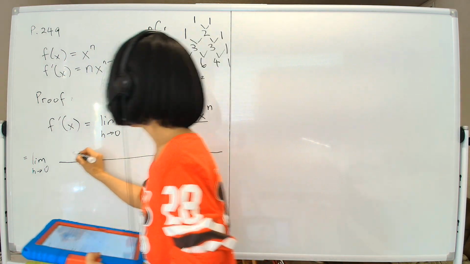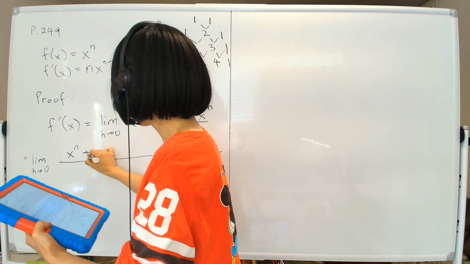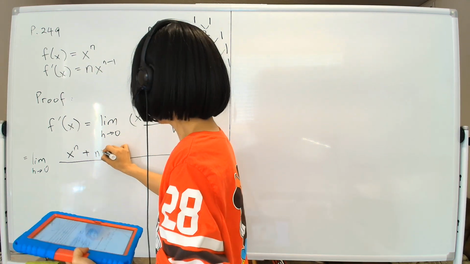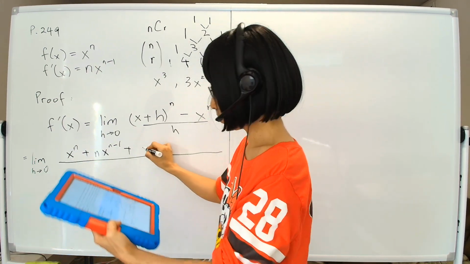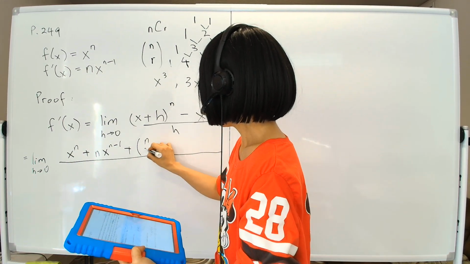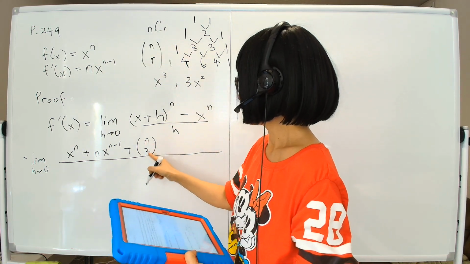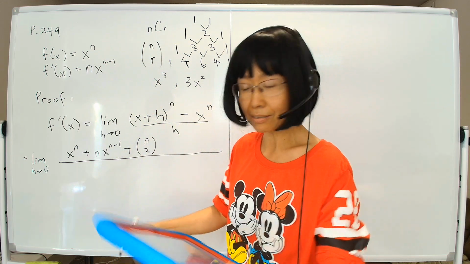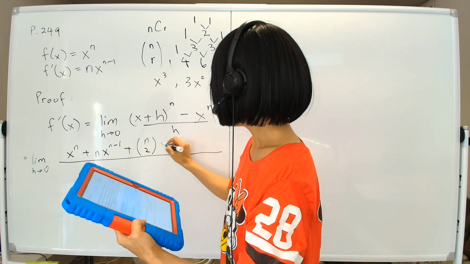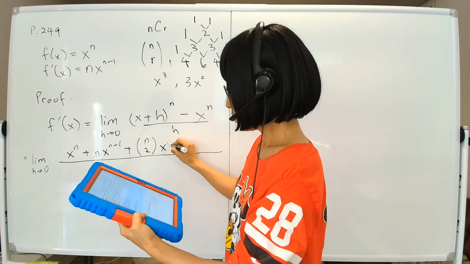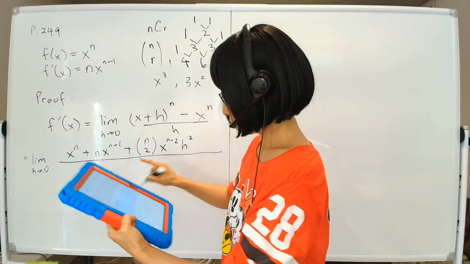So the formula says this: you start with x to the power n, and then plus nx to the n minus 1 h, and then plus nC2. You calculate this value by punching it into your calculator if necessary, or building a little triangle if n isn't too big, times x to the n minus 2, and then h will increase to the squared. Well, where's the h here?